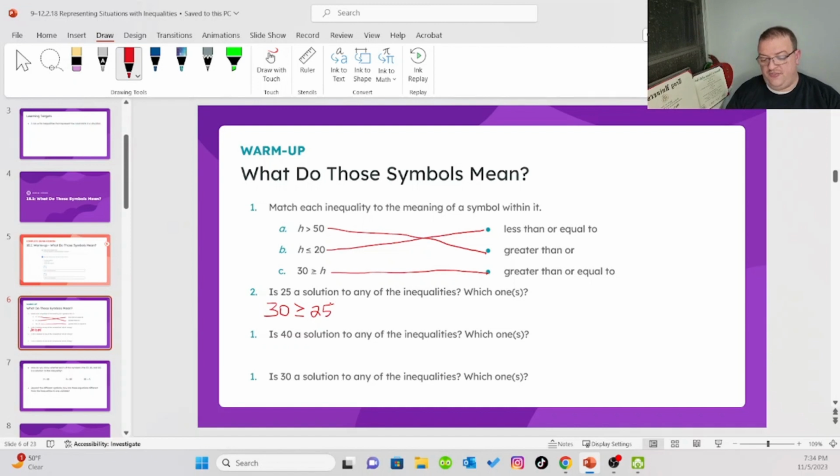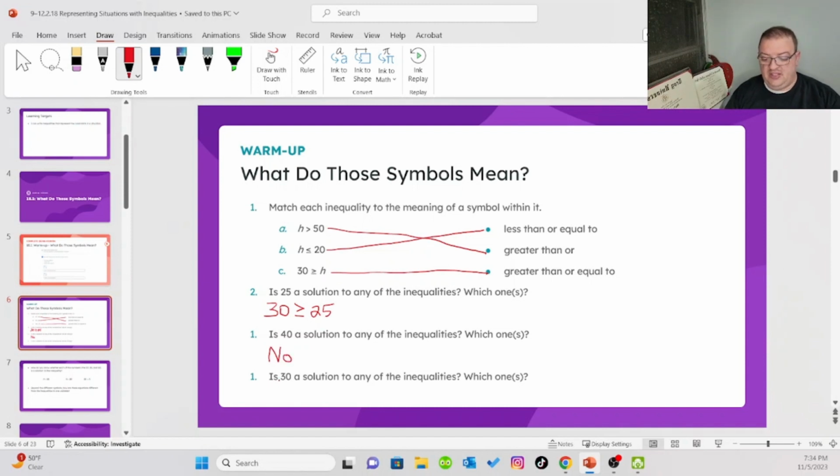Next, is 40 a solution to any of the inequalities? So, is 40 greater than 50? No. Is 40 less than or equal to 20? No. And is 30 greater than or equal to 40? No. So this is not true for any of them.